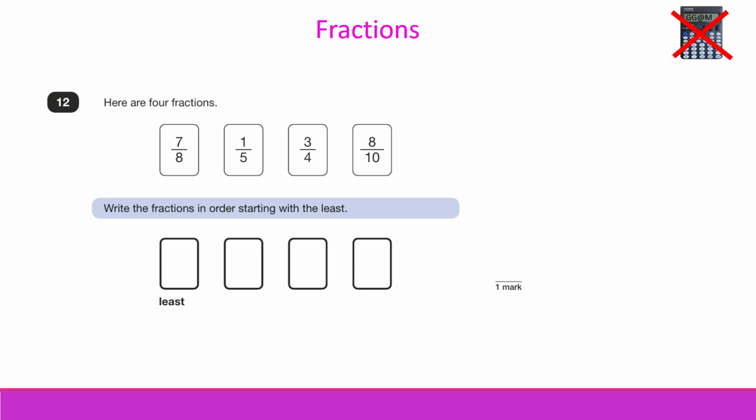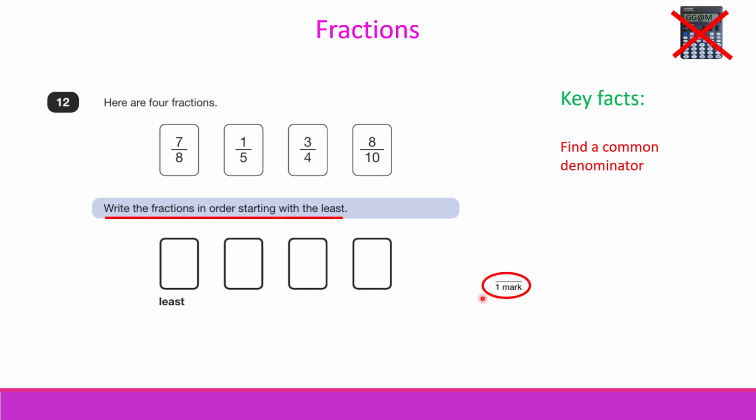This is a question on fractions. You're given four fractions, 7/8, 1/5, 3/4 and 8/10. You've got to work out the fractions in order, starting with the least, where the least goes on the left hand side and then it gets in order here, and this will give you 1 mark in the exam.